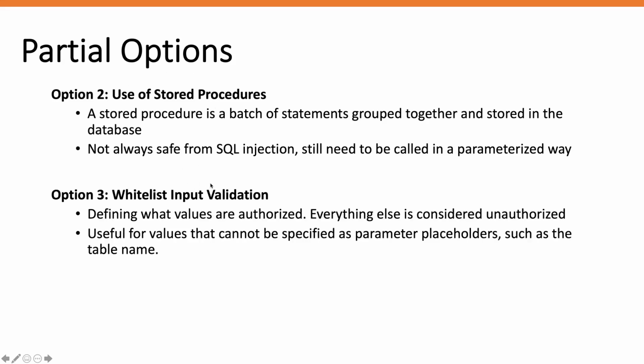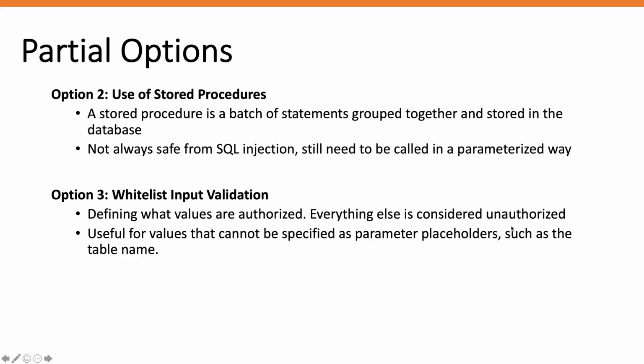And the reason that some people would use stored procedures or any of the partial options is because there are certain parameters that you can't specify as placeholders in parameterized queries. And for example, the table name or the column name. And so if that's user controllable, you have to use one of the partial options in order to prevent SQL injection attacks. Now, the correct way of doing it is that this should never be user controllable, but if it has to be user controllable, then you use one of the partial options. That's option 2. Option number 3 is whitelist input validation. So define which values are authorized. Everything else is considered to be unauthorized.